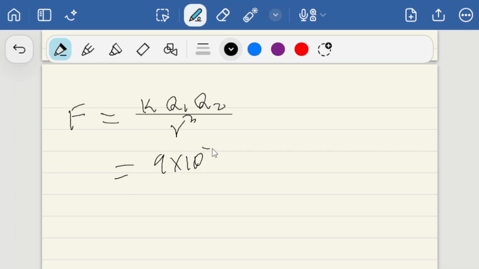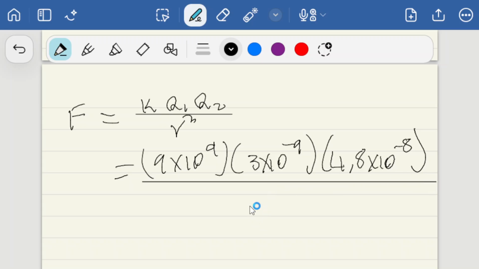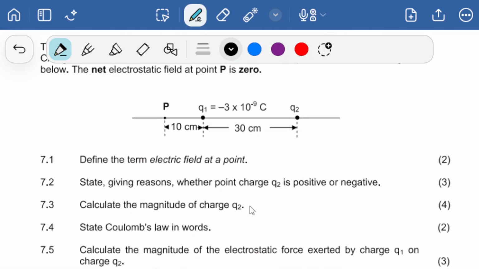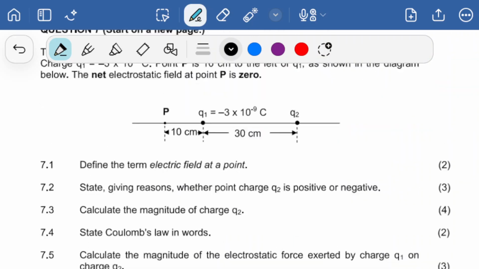This we got 9 times 10 exponent 9, not minus 9 but positive 9. Then 3 times 10 exponent minus 9. Normally, for the definition of Coulomb's law, you are most likely going to use its equation, so be aware of that for physical science, right? So divided by r squared. What is r? In between the two point charges, they are 30 centimeters apart from one another. So it's going to be 0.3 squared. Please fill the answer in. Just punch it on a calculator.